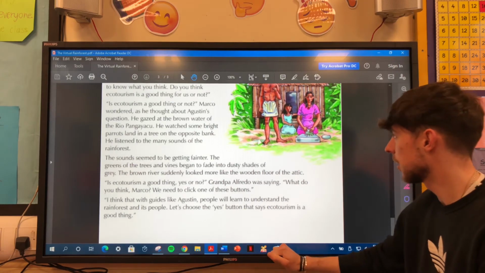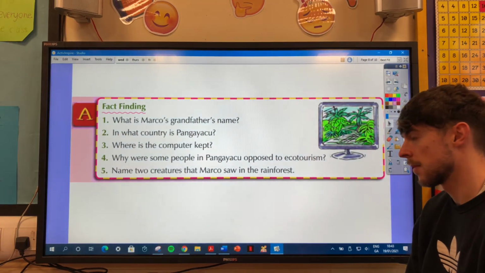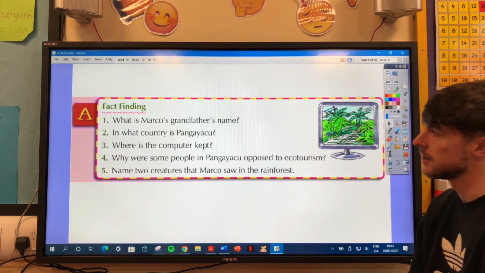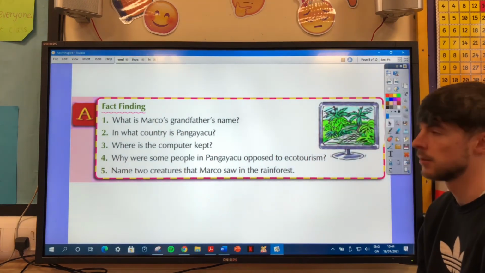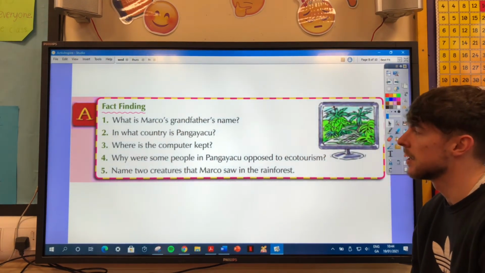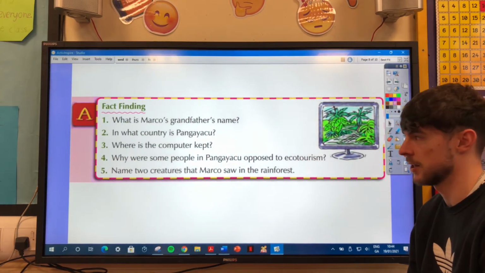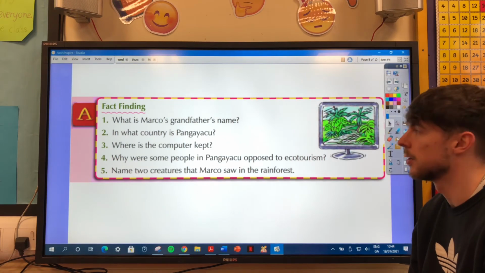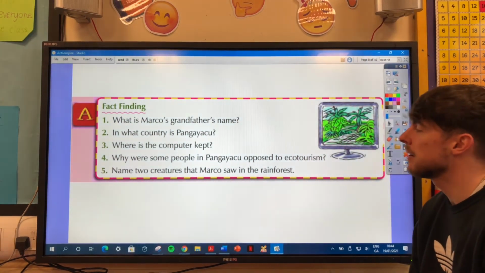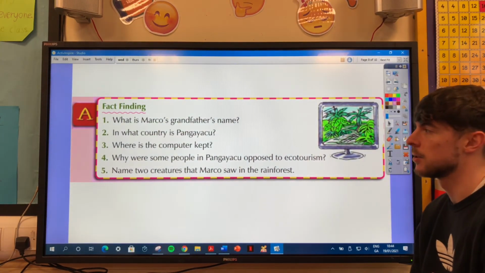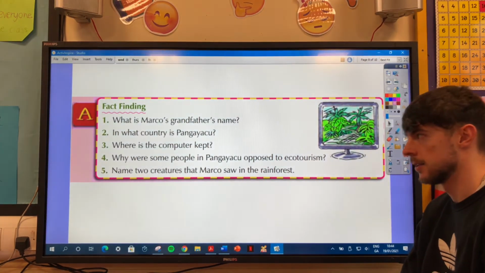Okay, so our questions then. So what is Marco's grandfather's name? Okay, so full sentences here. So Marco's grandfather is called... In what country is Pangyuku? So what country? Pangyuku is in whatever. Where is the computer kept? So where is the computer kept? The computer is kept in, okay.